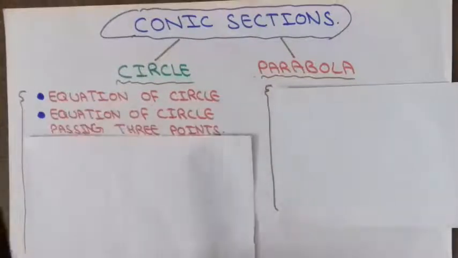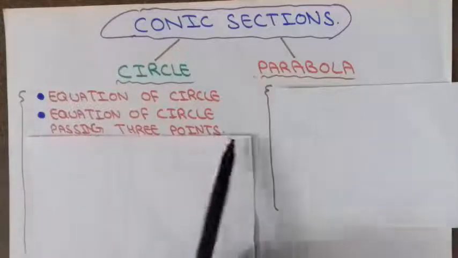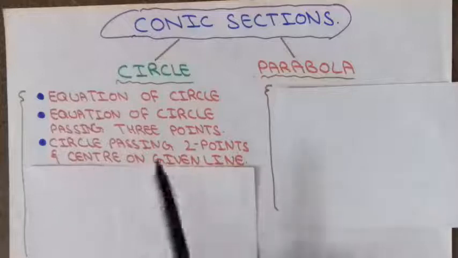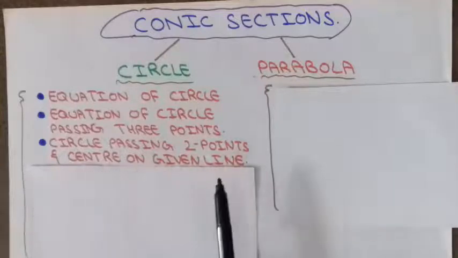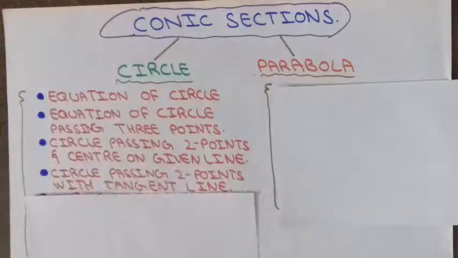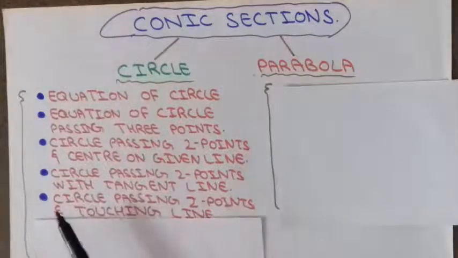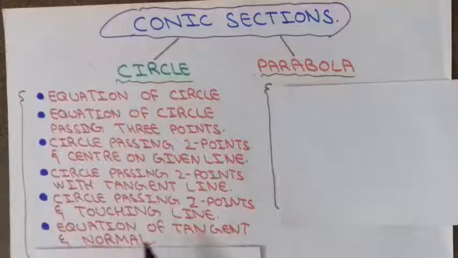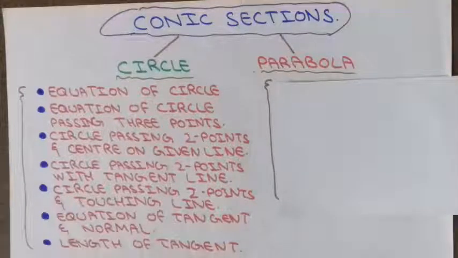We discuss the equation of a circle passing through 3 points. Then the circle passing through 2 points with center on a given line, and find the equation in that particular case. Now we will discuss the circle passing through 2 points with a tangent line. Next, we discuss the circle passing through 2 points and touching a line. After this, we will discuss the equation of tangent and normal, and how to find the length of a tangent.